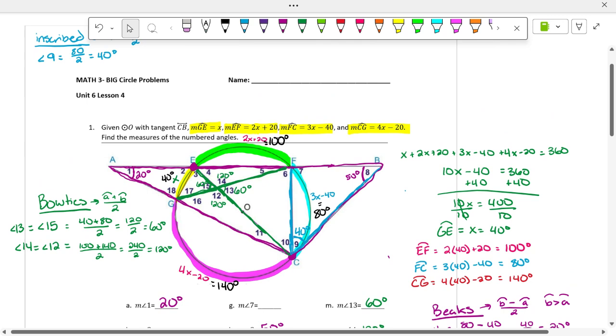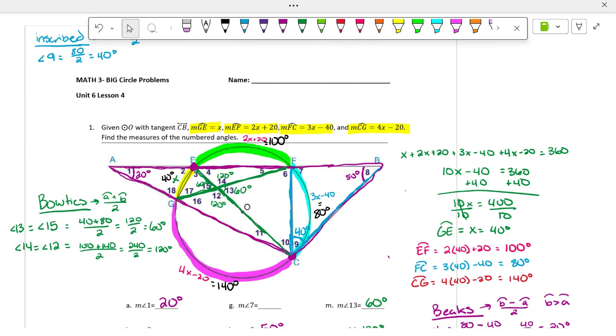All right. What's another one? 10. That's another one. So 10 is right here. All right. What's the intercepting arc of 10? Someone besides Abby. So besides Abby, what's the intercepting arc of 10? 100. So 10 would be 100 divided by 2, which is what? 50 degrees.